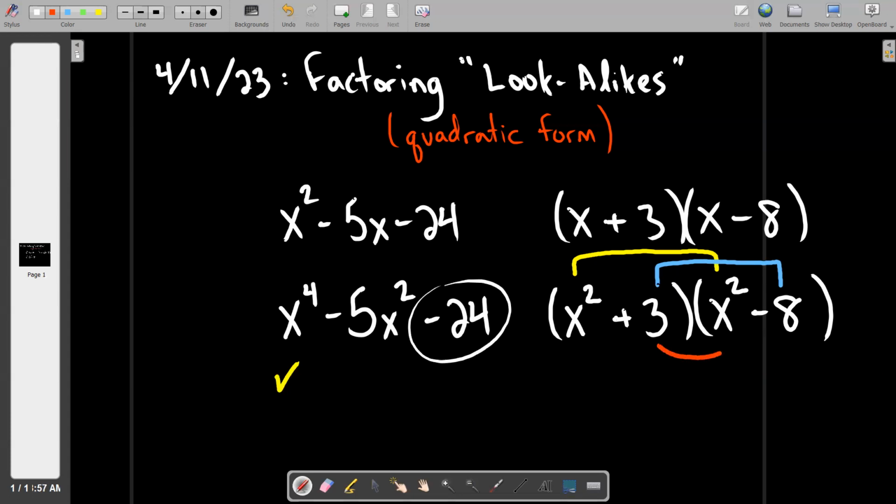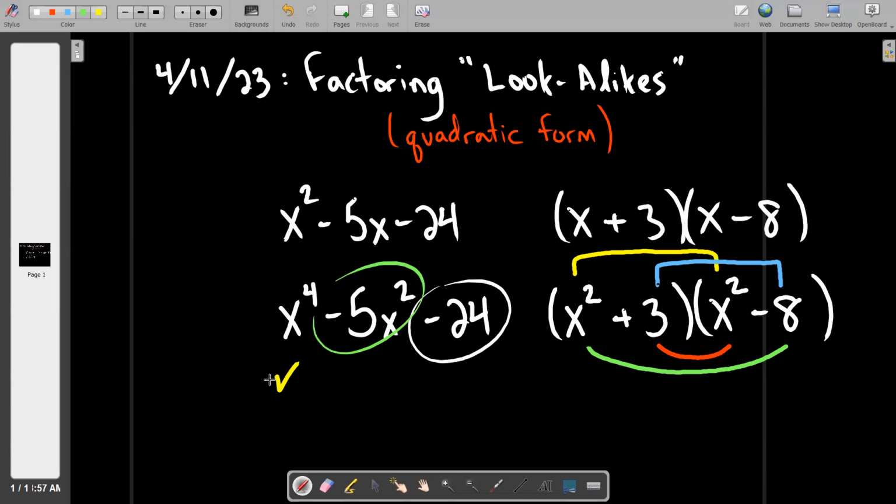These red ones make what? Right, 3x squared. And what do these green ones make? Beautiful. So we forced those like terms to happen. We forced there to be a 3x squared and a -8x squared, which if I combine like terms makes, jackpot, -5x squared. So that is, at a very simple level, how you factor a quartic, what we call a quadratic form or a lookalike.